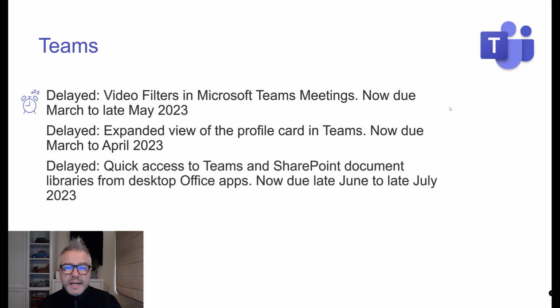Okay, the quick access to the Teams and SharePoint document libraries from the desktop Office apps. Think about Word on your machine, and being able to easily get back to your Teams and SharePoint libraries right from there, and to see the content in there. It's just hooking them up a little bit behind the scenes. That looks super useful, but it's been pushed back quite a bit, hasn't it? June to July this year.